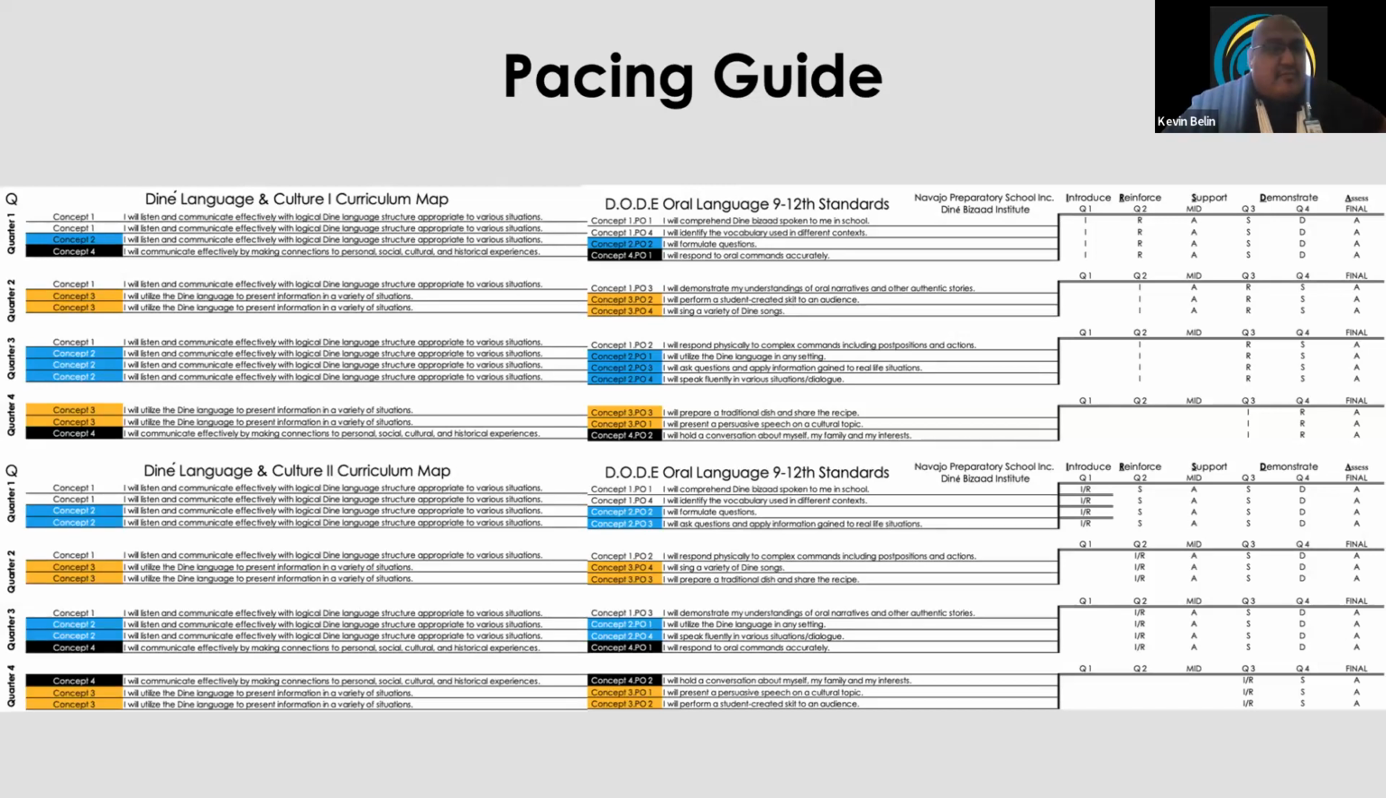So at the very top left-hand corner, you have quarter 1, quarter 2, quarter 3, quarter 4, but we also go by semester. So semester 1, semester 2. And so in introducing a new concept, what are we introducing first? What skill are we introducing? Navajo is very heavily verb-based. And so that was something we wanted to introduce and reinforce throughout the year. What are some other things we wanted to introduce? Maybe a little bit later, maybe this language concept needs to be here first. Maybe we need to reinforce it here.